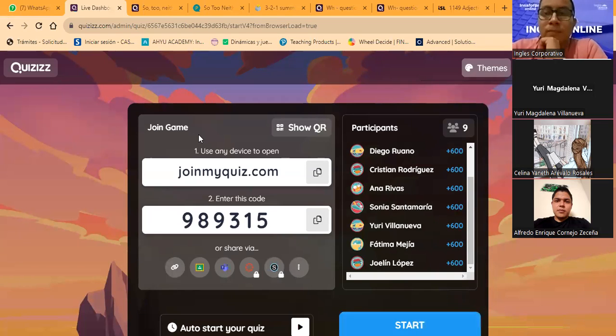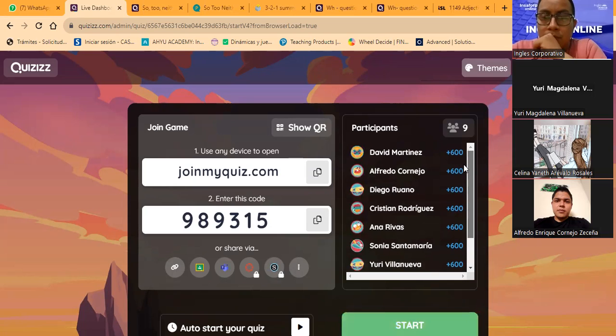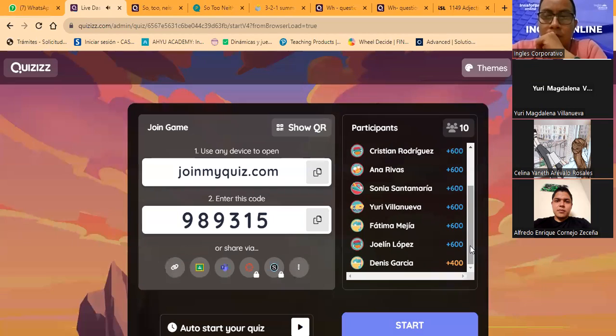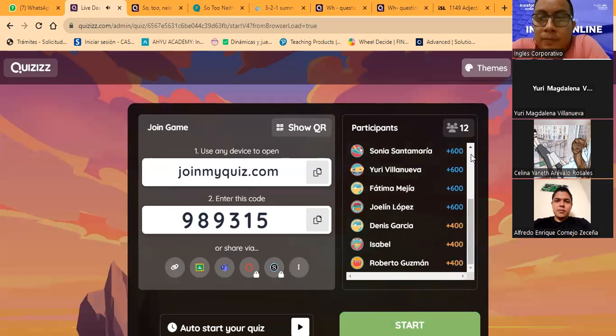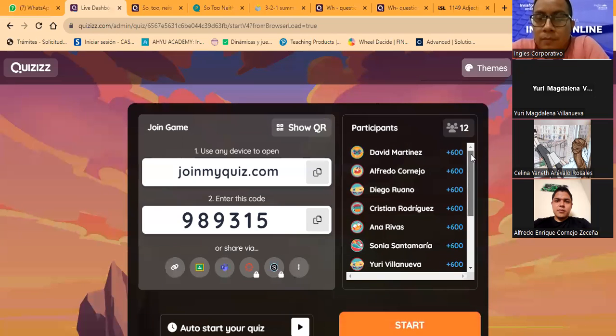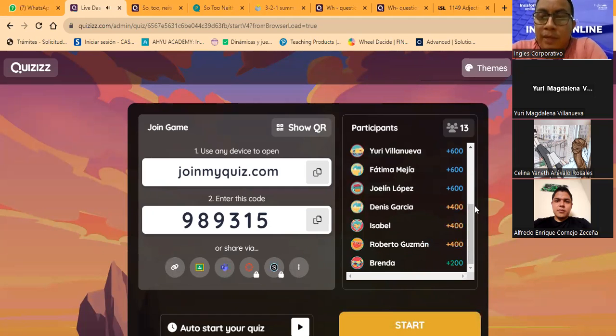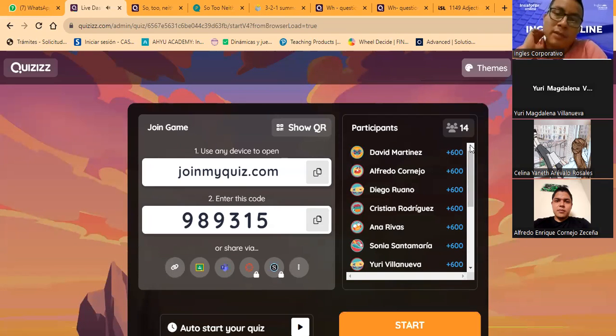Pero ya se unió, Selin. Si ya se unió, solo espere que yo le dé iniciar. No la veo que se haya unido todavía. Cuando metió su nombre no le aparece join, unirse. Cierre esa ventana, vuelva a abrir el link y vuelva a hacer el proceso. Ya tenemos 13, 14 compañeros suyos, o sea que sí está funcionando correctamente el link. Quizás usted se metió a un link diferente. Try again, please.